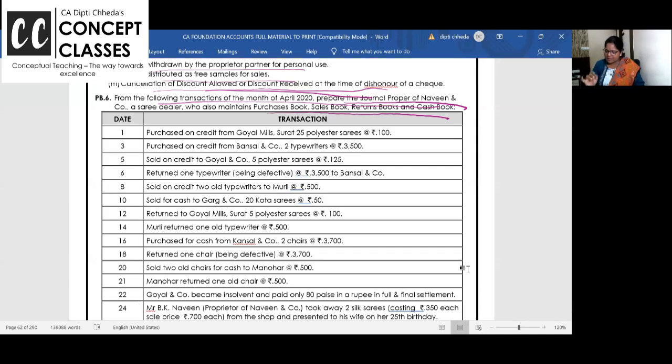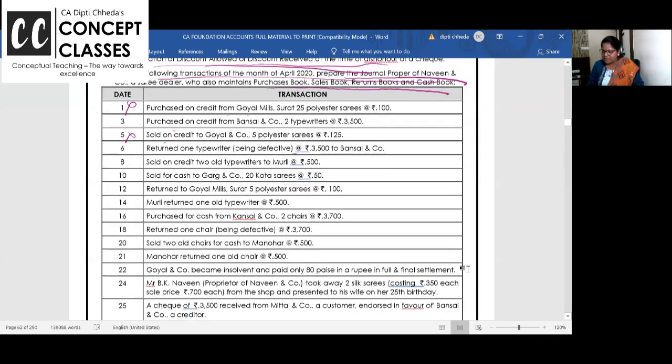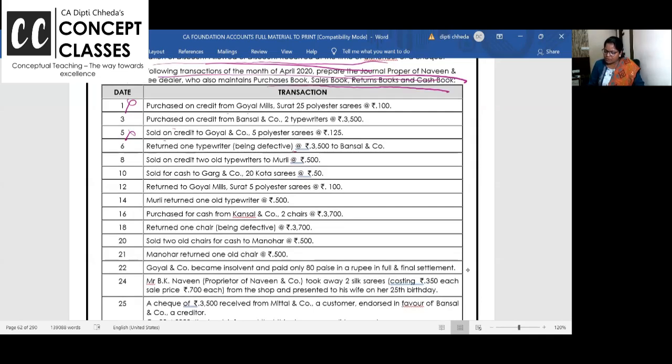Purchased, come here, 6th problem. Purchase on credit, don't record. Where will you record? Sale book. Purchase on credit, typewriter. Yeah, this we will record. Sold the goods on credit, don't record. Sold typewriter, we will record because typewriter is not goods. Sold on credit to typewriter, again we will record. Sold for cash, we will not record. Where will you record? Cash book.